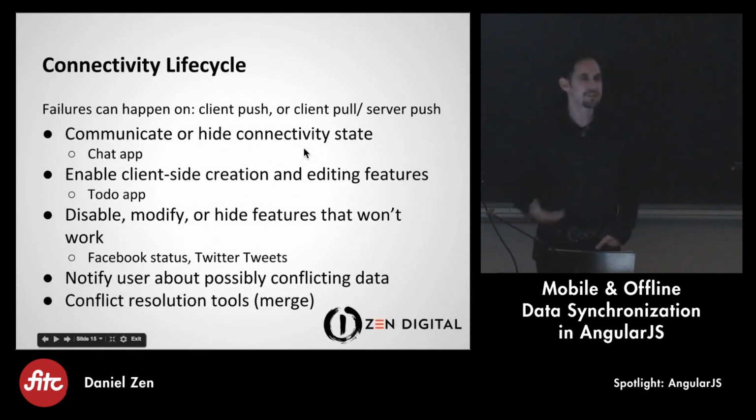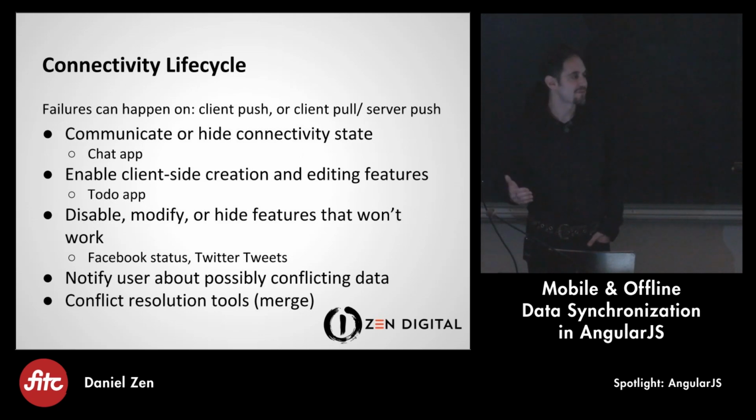So we have a connectivity lifecycle. Sometimes we're going to be offline, sometimes we're going to be online, and we're going to have to deal with the transition from one to the other. So we're going to need to, in our apps, communicate to the user or hide the connectivity state. So for instance, in a chat app, you might want to say, oh, the person you're talking to has gone offline. Or you might want to indicate that you're offline and the message that you're trying to send will get sent later or not let you send the message while you're offline.